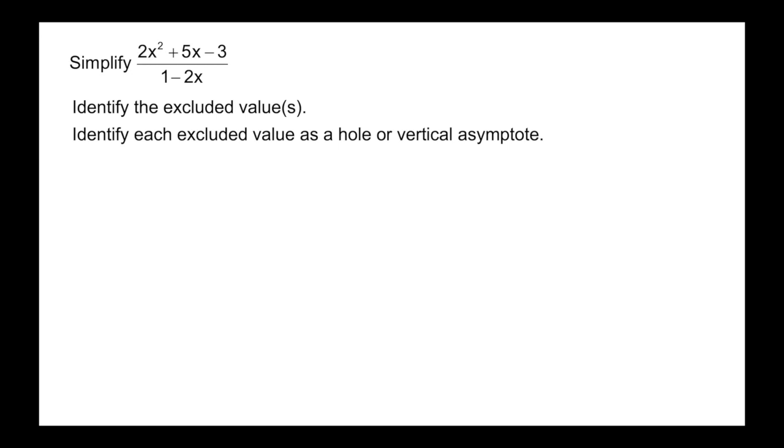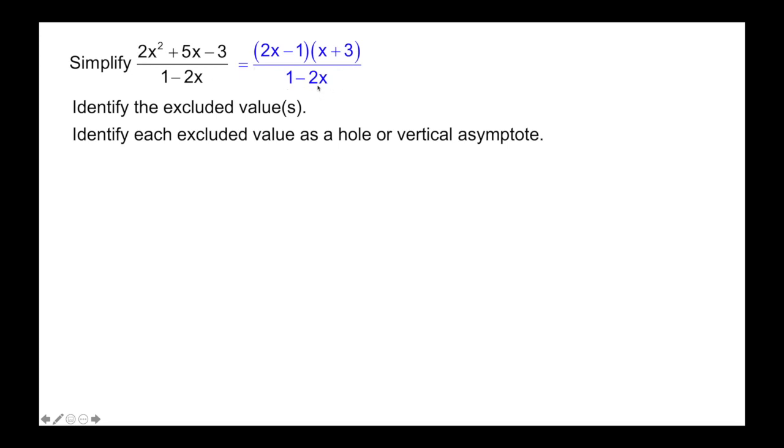So we'll take a look at this example here. Again, we want to start by factoring and seeing what our excluded value or values will be. Now when we factor this one, in the numerator, I'm going to be able to factor this to 2x minus 1 times the quantity x plus 3.